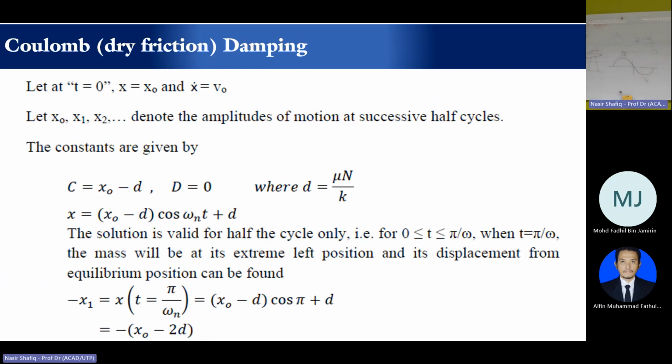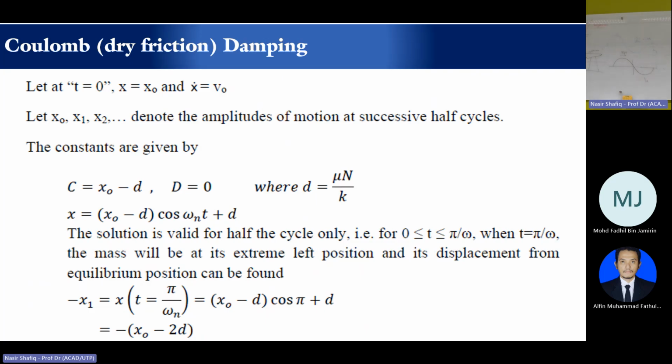Let t is equal to 0, again you will put x is equal to x naught and velocity v naught. So let x naught, x1, x2 denote the amplitude of motion at successive half cycles. So the constants are given by C is equal to x naught minus d, D is equal to 0, where d is equal to mu N upon k. So the equation will become that. So the solution is valid for half the cycle only.